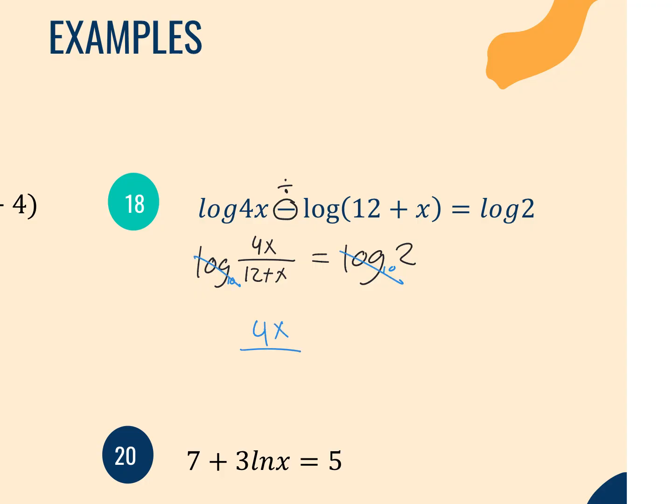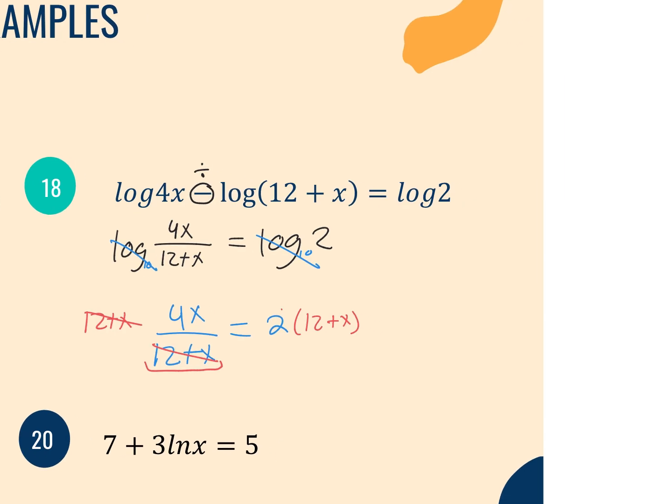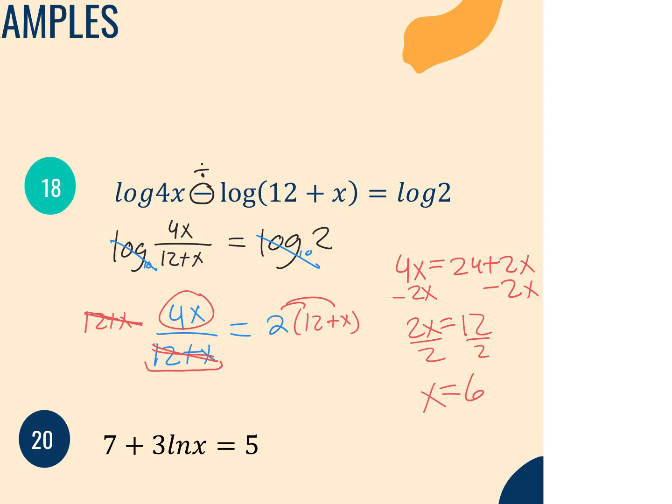And then we're left with 4x over (12 plus x) equals 2. And then you can multiply by this denominator on both sides. So we get 12 plus x on both sides. And then that gets rid of that denominator. And then over here we can distribute, and so what we're left with is 4x, that's the only thing left over on this side, equals 24 plus 2x. And then we can just subtract 2x on both sides. And then you get 2x equals 12. Divide both sides by 2, and then you get x equals 6.